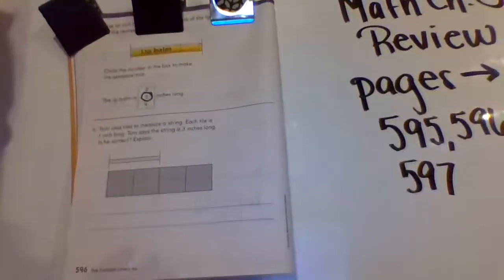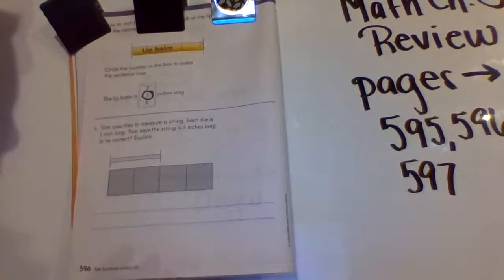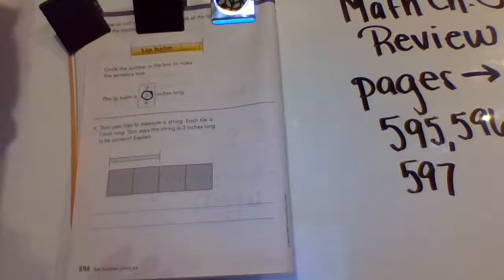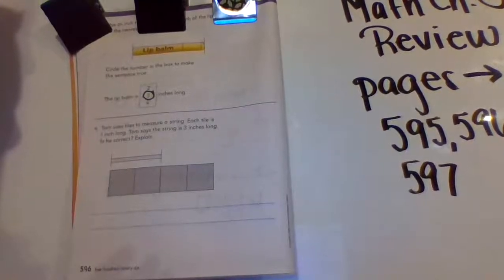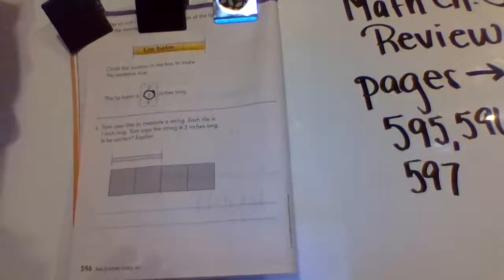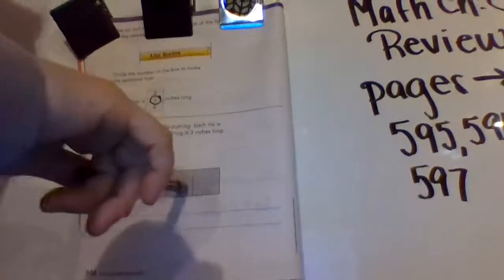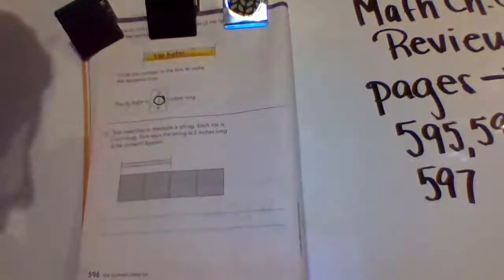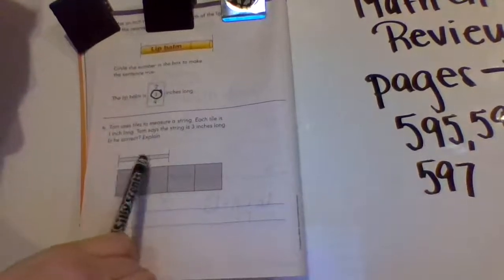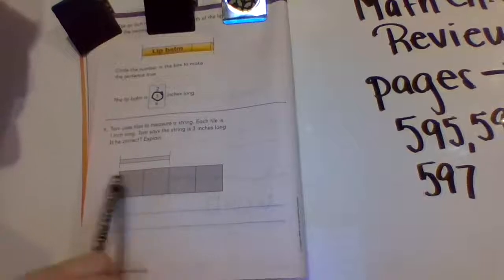All right, number 4. Tom uses tiles to measure a string. Each tile is 1 inch long. Tom says the string is 3 inches long. Is he correct? Explain. So take a look. We have 4 tiles. Each tile is worth 1 inch. Here's the string up top. So we have 1 inch, 2 inches. It takes up 2 tiles.